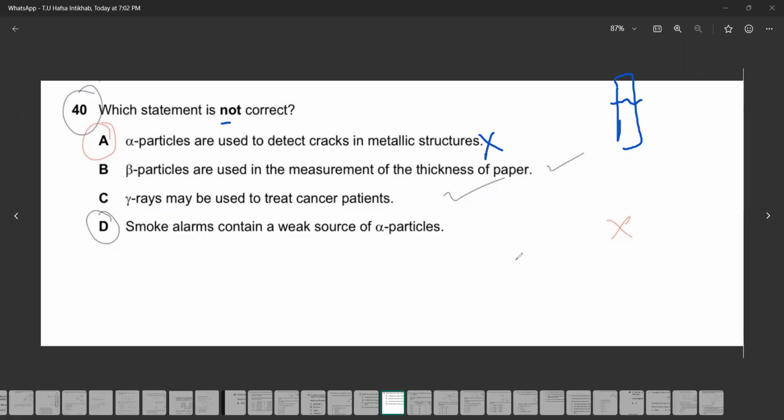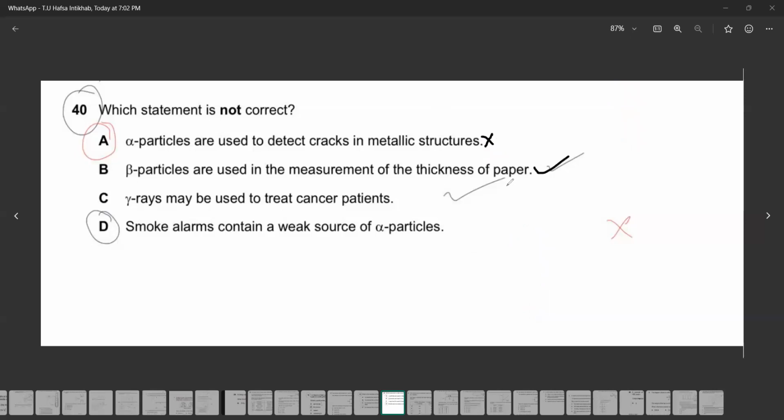The thing is, for example, if there is a metal and the metal has a crack, alpha cannot pass through. Alpha range is about 4 to 5 centimeter in air. So if there is a crack, even alpha might be stopped by the air. The range of alpha is very short, 5 to 6 centimeter in air, so it won't be able to pass through the crack. Even if the opening is there, it won't be able to pass. That's why this is not right.